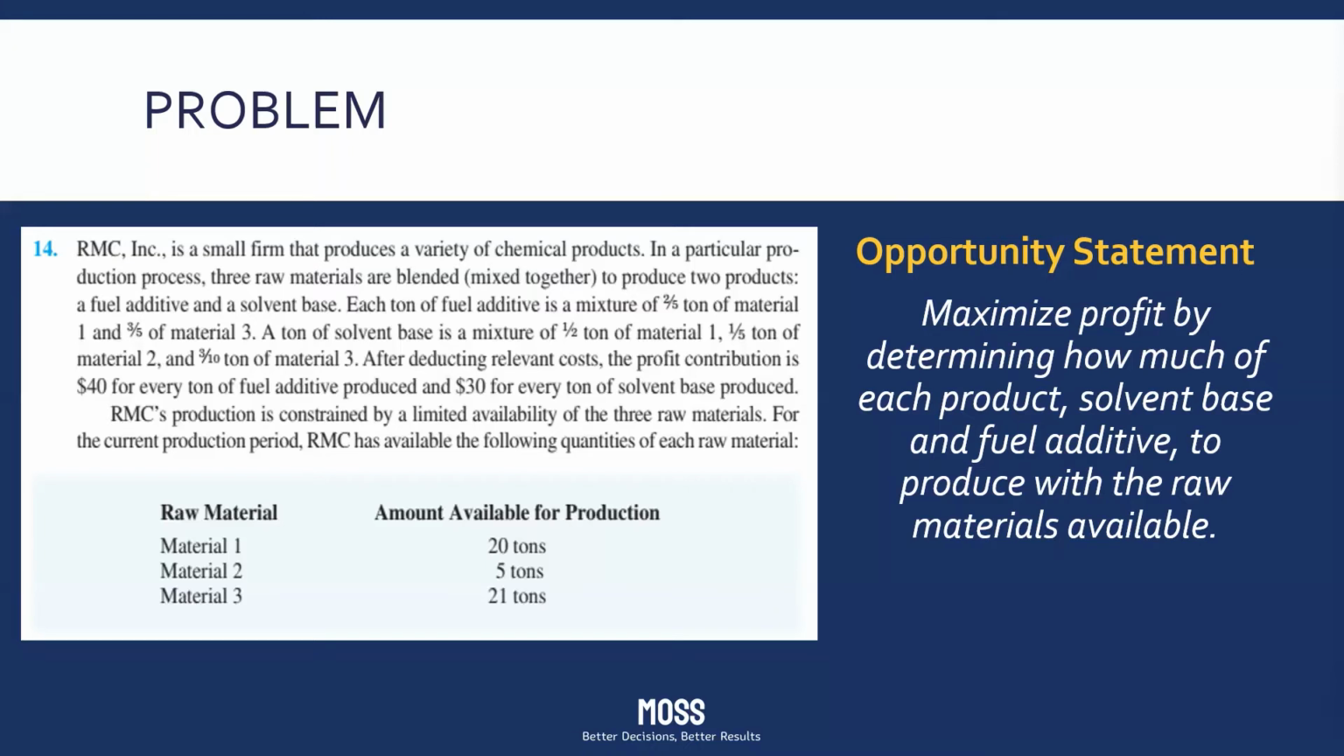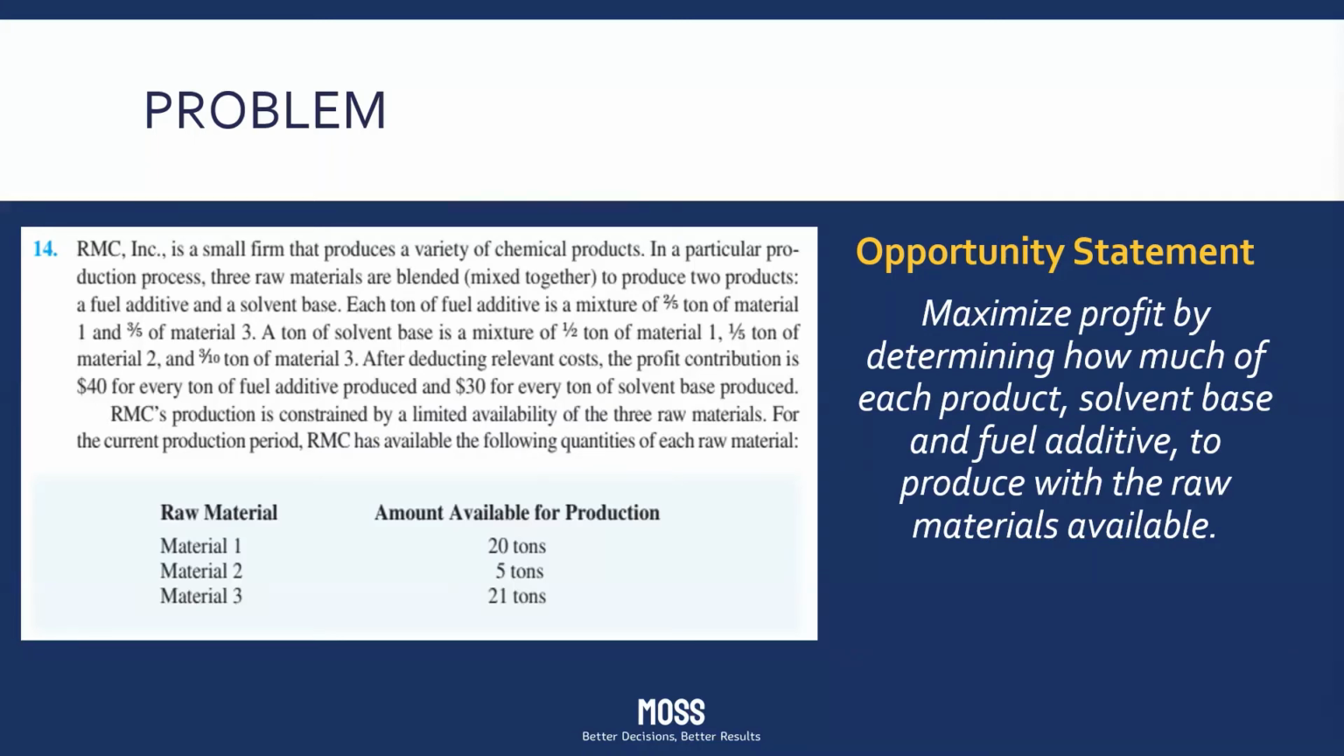RMC's production is constrained by a limited availability of the 3 raw materials. For the current production period, RMC has available the following quantities of each raw material: 20 tons for material 1, 5 tons for material 2, and 21 tons for material 3. So if you recall our problem-solving approach, our first step is to write an opportunity statement. And based on what I read, I wrote the following: maximize profit by determining how much of each product, solvent base and fuel additive, to produce with the raw materials that are available.